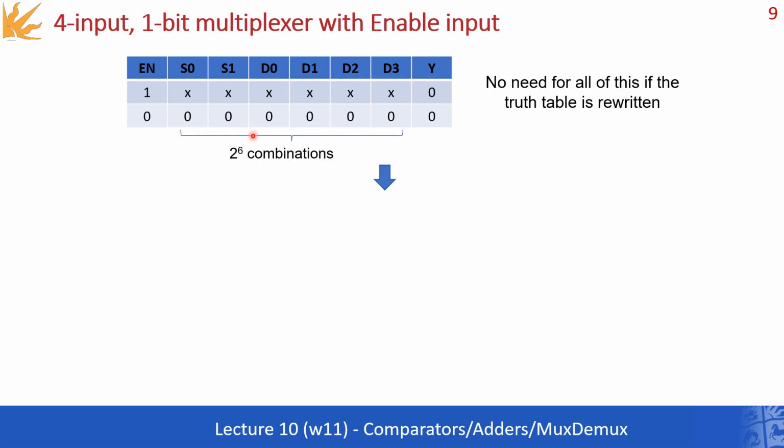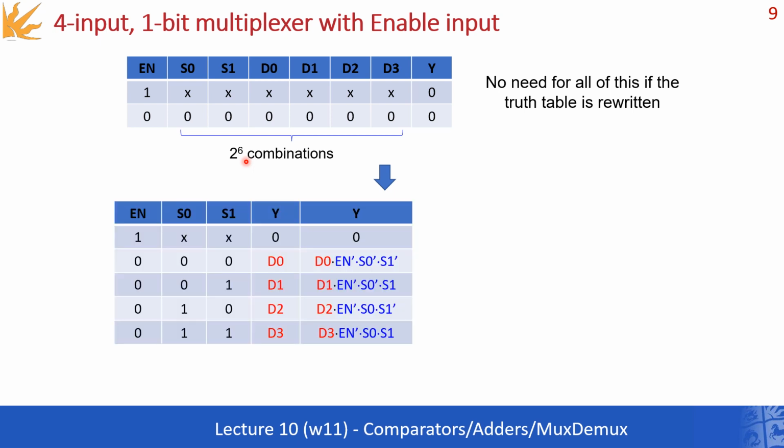Overall, the selection bits and the input bits are 6, which gives you 2 to the power of 6 combinations. If you try to extract the truth table, you don't need to write all the different combinations, 2 to the power of 6. If you think of it, if the enabling bit is equal to 1, you don't care about the selection, the output will always be 0. So we do need to take a look at what happens when the enabling bit is equal to 0, and check out what happens with the different combinations of the selection bits.